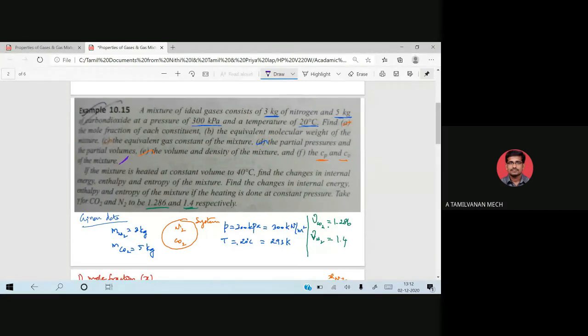Listen, clearly note that the mixture is heated from 20 degrees Celsius to 40 degrees Celsius in two ways. The first way is at constant volume, and the second way is at constant pressure. So what about the change of three properties? One is the internal energy, the second one is the enthalpy, and the third one is the entropy.